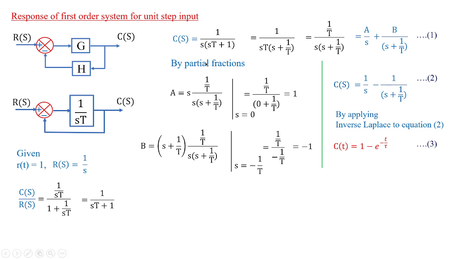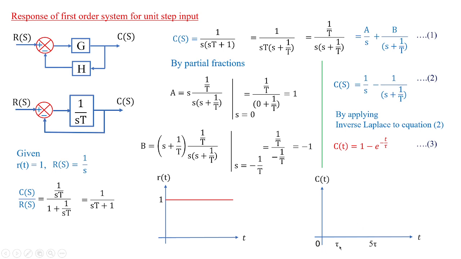Now carefully observe, C of s is taken as (1 by T) divided by s into (s plus 1 by T). This equation 1 is changed into equation 3, where input is R of s, and that is being utilized in the formula of C of s. And finally we got the value of C of t. So the input given to the system is unit step input. So this is the unit step input given to the system, and we got the output C of t, which is 1 minus e to the power of minus t by T, capital T.